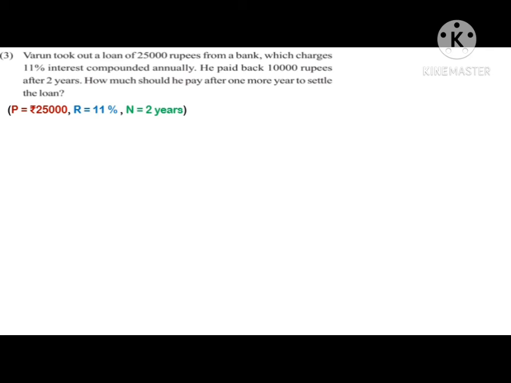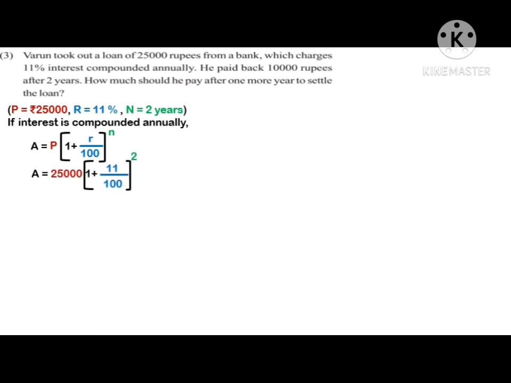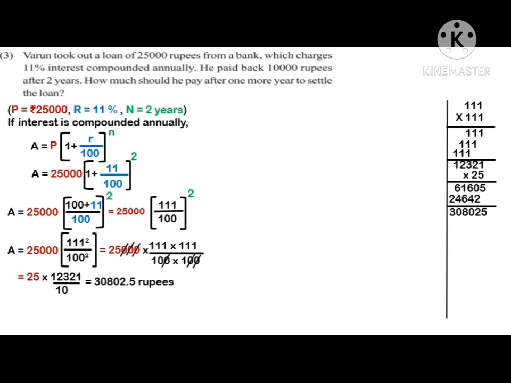So first let us calculate the amount till the end of the second year. So number of years N equal to 2 years. If interest is compounded annually, write the formula first. Amount A equal to P into 1 plus R by 100 all raised to N. Then substitute, we get 25,000 into 1 plus 11 by 100 all raised to 2, and solve it, which is equal to 30,802.5 rupees. So we can say Varun should pay 30,802.5 rupees after 2 years.